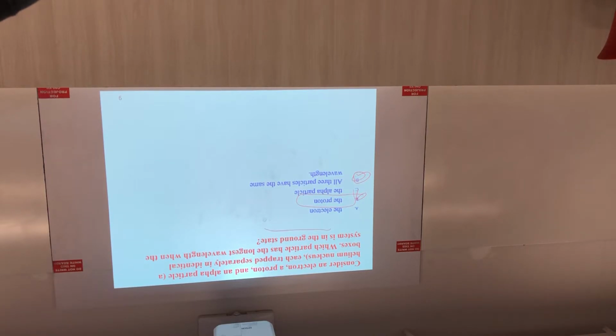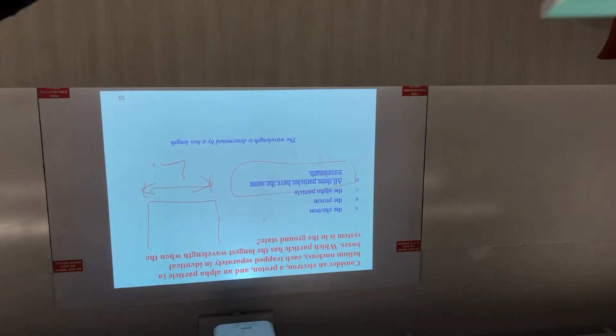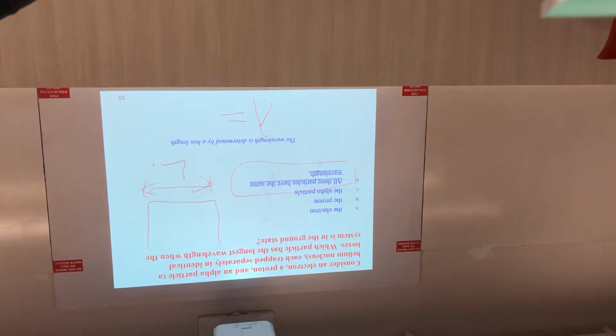So let's see. The correct answer is D, isn't it? Because your box length is determined, your wavelength is going to be found as 2L over n, and n is your energy state. Therefore, we are going to have the same wavelength if the boxes are identical.